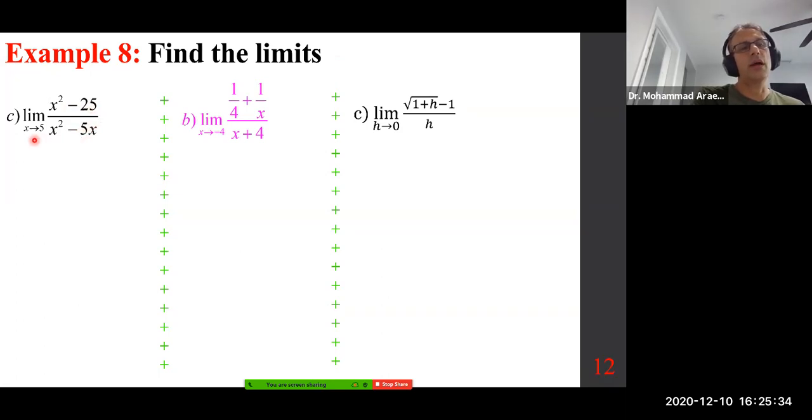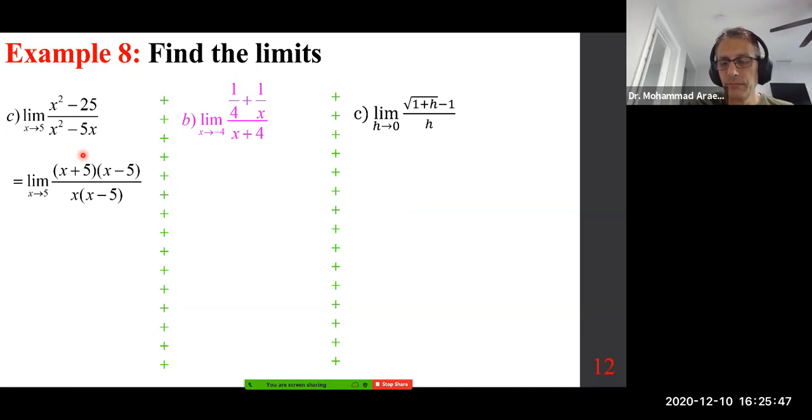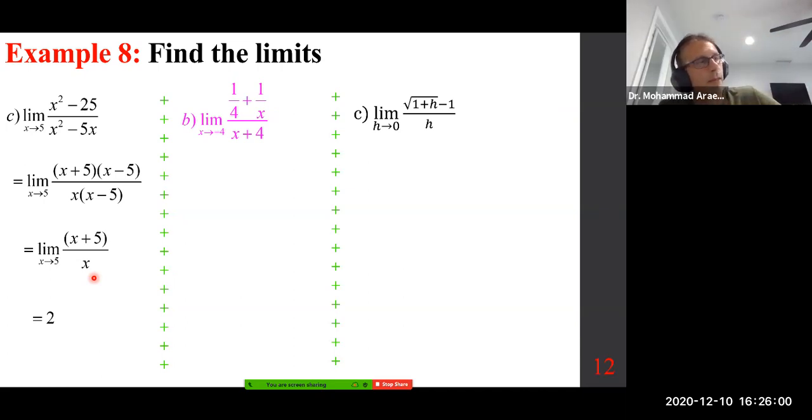And I hope you realize x is approaching 5. So we probably have, remember the 0 in the denominator is a problem, right? We have a factor of x minus 5 in the denominator. So you factor. You notice there's a factor of x minus 5. You drop it. And now if you replace it, now you get 10 over 5, or 2. Okay.